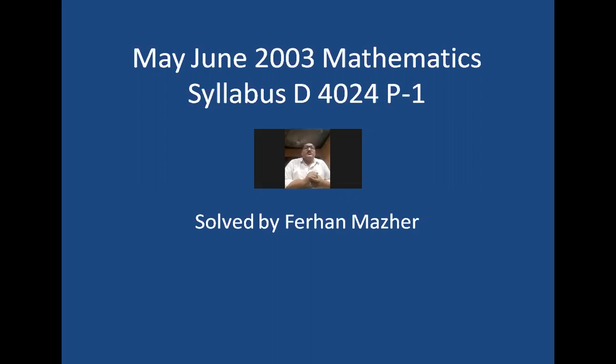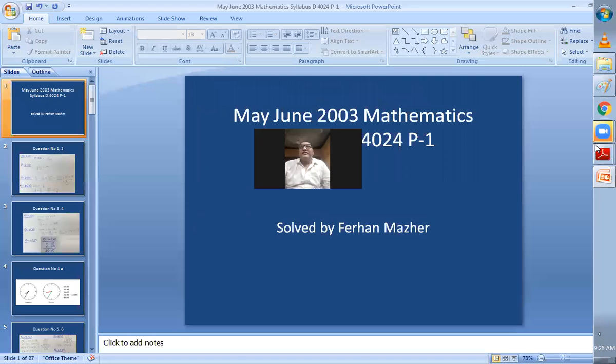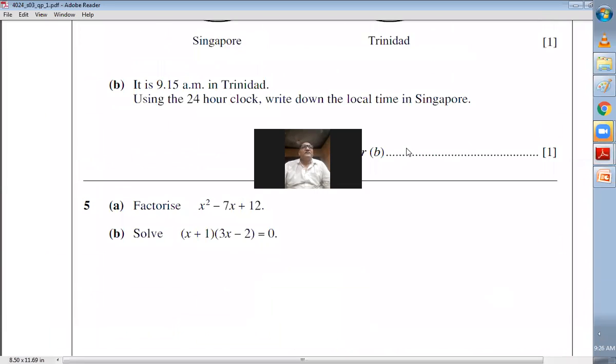The day is Tuesday, and right now we are studying the subject of mathematics, syllabus D 4024. It's O levels mathematics. Today we have set our hearts to solve May-June 2003 paper 1. A very old paper. We want our students to learn from this. This paper should also come in their practice. So let's start the paper. Very simple paper, and let's start.